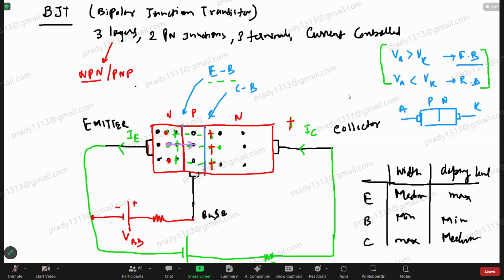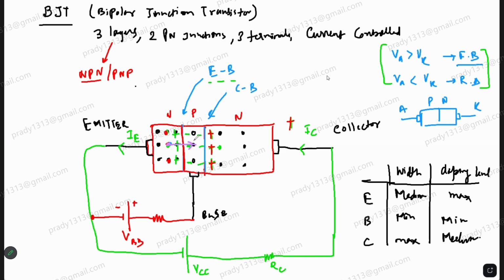Also, the width of the base region is very, very small. So it cannot accommodate all the electrons of the emitter region. So only some electrons will flow from here to here. Okay. So these electrons will flow from emitter to base.